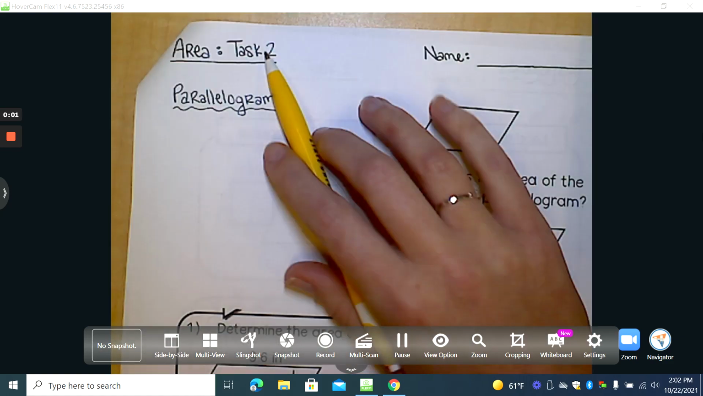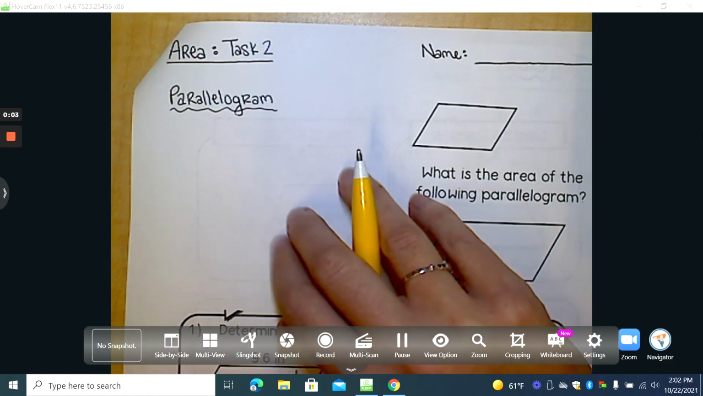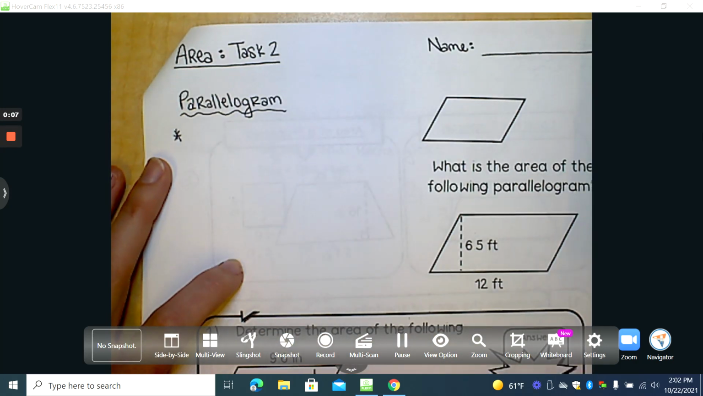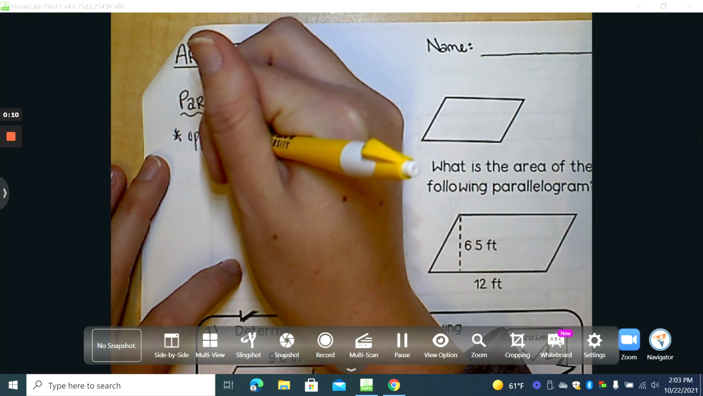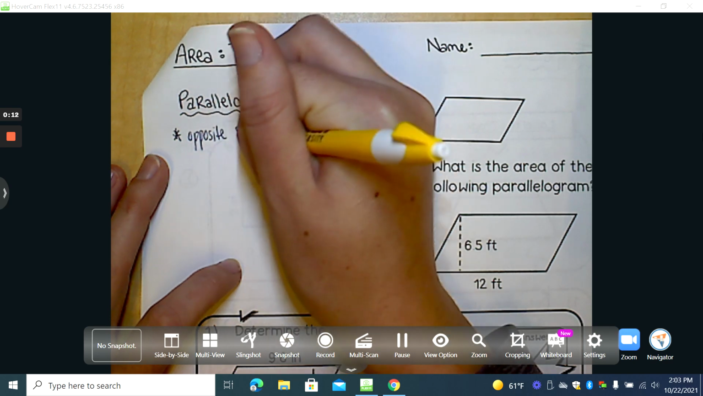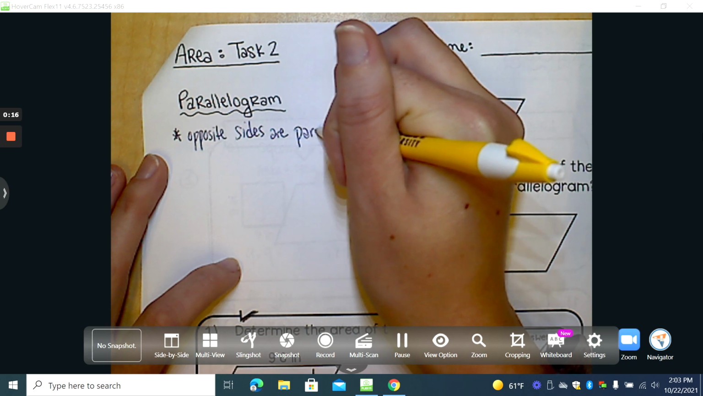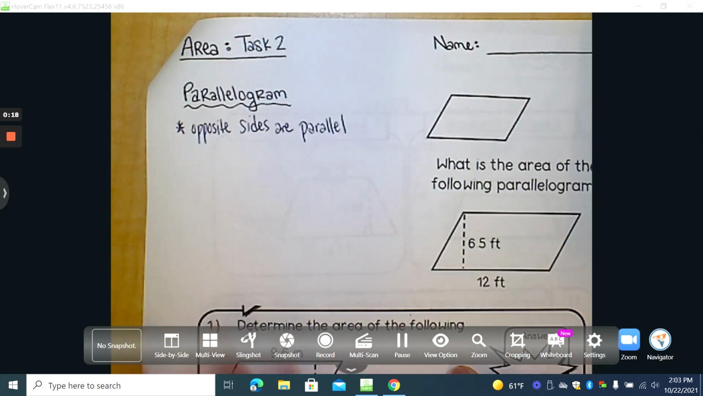All right, welcome to test 2. We're going to focus on parallelograms and trapezoids. There's a few properties of parallelograms that I want to talk about. First off, their opposite sides are parallel, as the name kind of indicates.